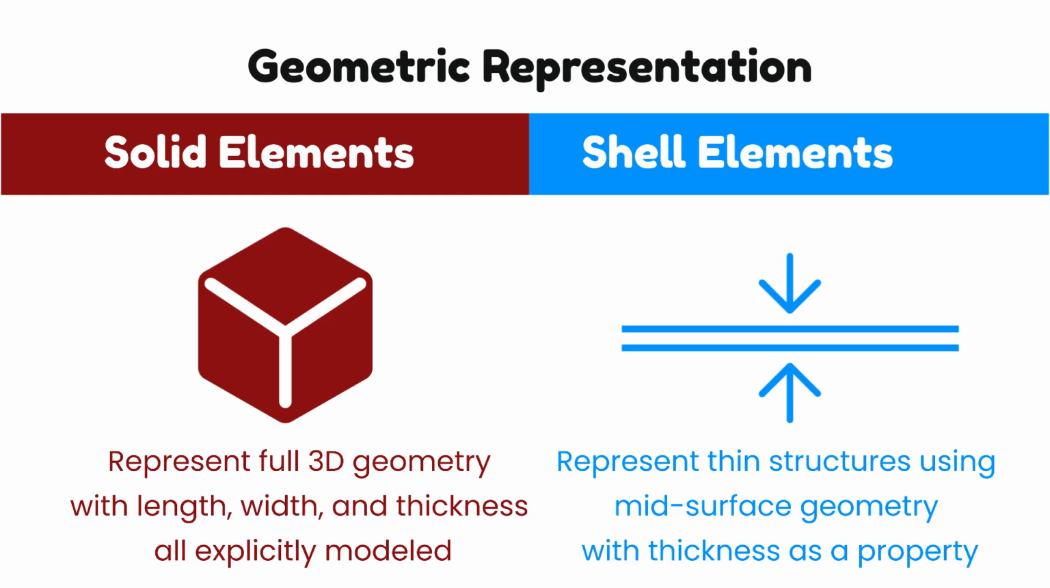Shell elements, on the other hand, simplify things. Instead of filling the volume, they model just the mid-surface of thin components like plates, panels, or sheet metal parts. The thickness isn't drawn, it's stored as a property in the element definition. That saves a lot of computational effort while still capturing bending and membrane behavior accurately.